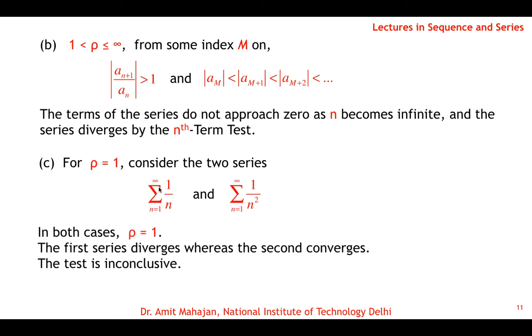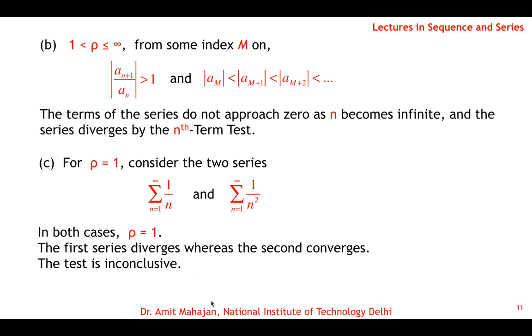If we choose a series of 1 by n and a series of 1 by n square, we know that this is a harmonic divergent series and this is a convergent series by the p-series test. So one of the series is divergent, the other is convergent, and in both cases, if you calculate the limit n tends to infinity a_(n+1) by a_n, you will find that it gives value 1. So rho is 1 here in both cases. But one of the series is divergent, the other is convergent, so that means we cannot predict the result if rho is 1. So the test is inconclusive in this case.